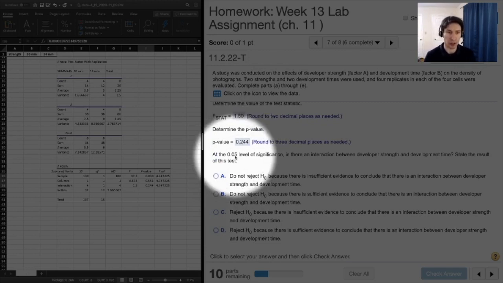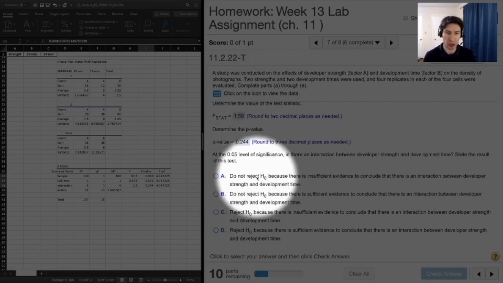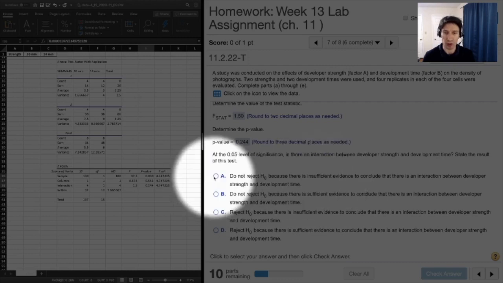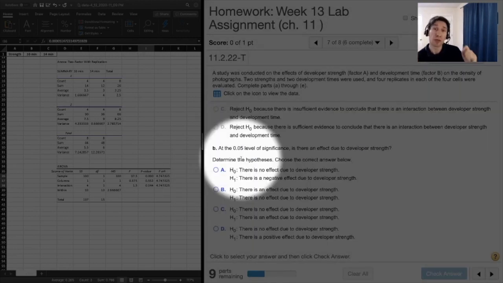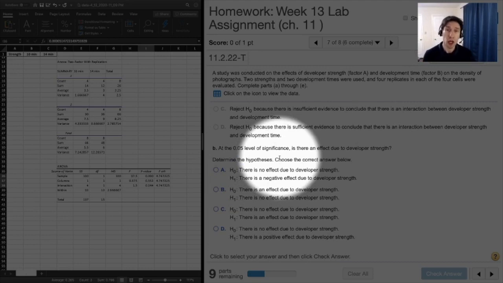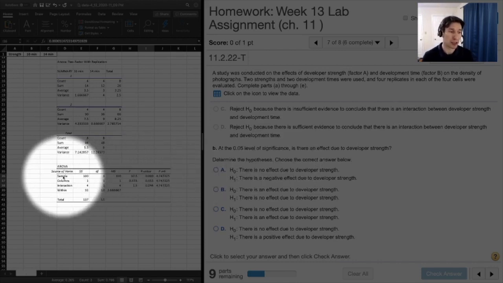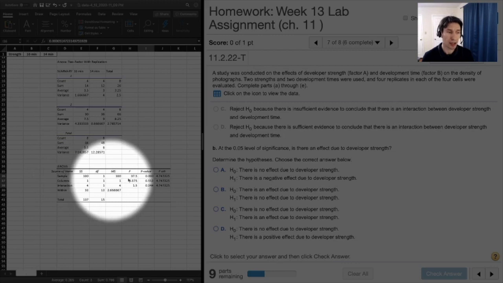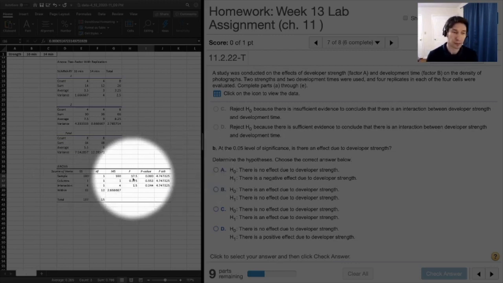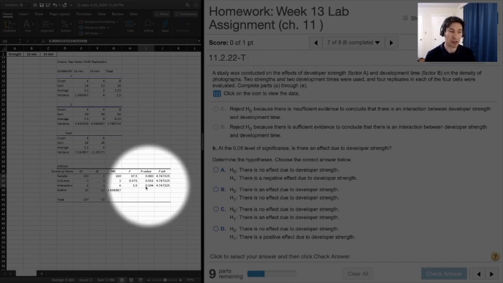0.244 is a lot larger than 0.5, so this is not enough to reject. Therefore, it's going to be one of these two, which one do not reject because we have insufficient evidence to do so. So here's the most important thing. Since we could not reject the null, since we could not say that there is interaction, now we can look at these 2 lines, the effect of factor A, the effect of factor B. You're only able to do this because we failed to reject this hypothesis about the interaction.